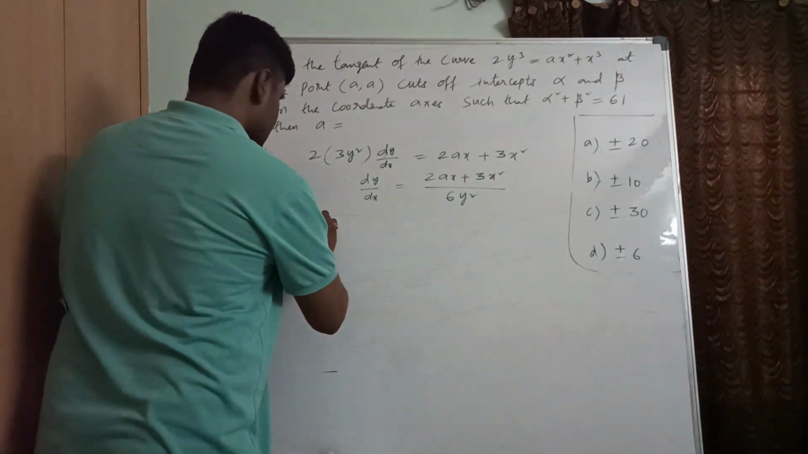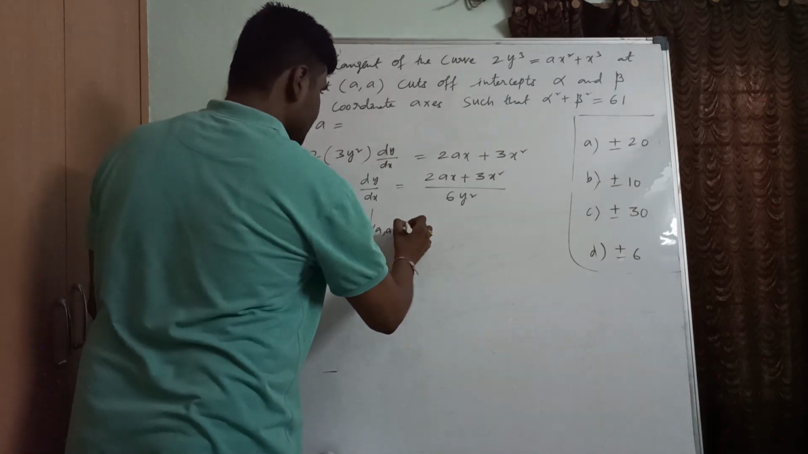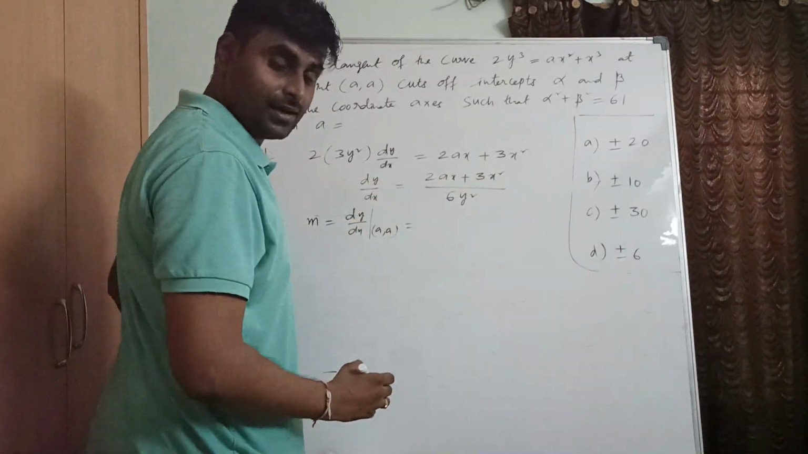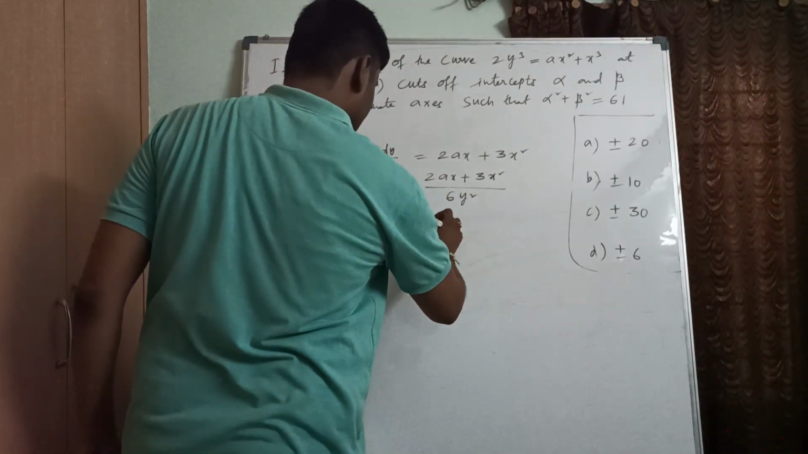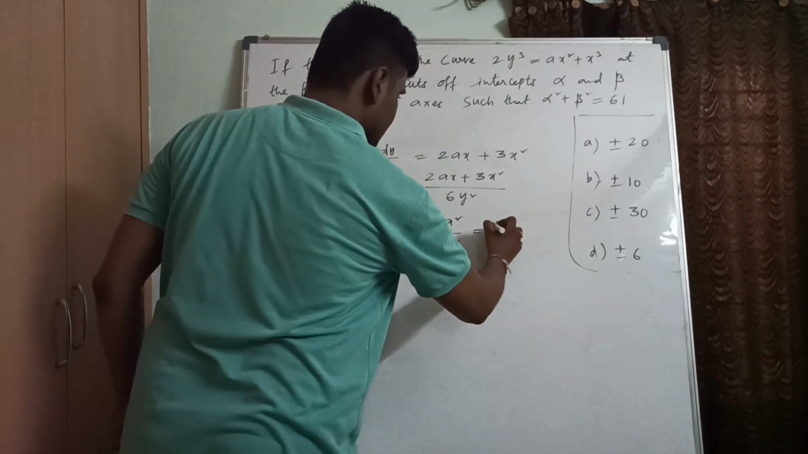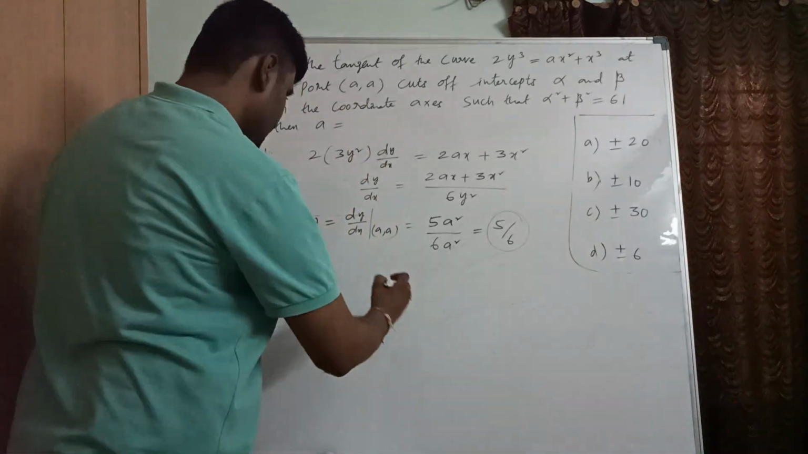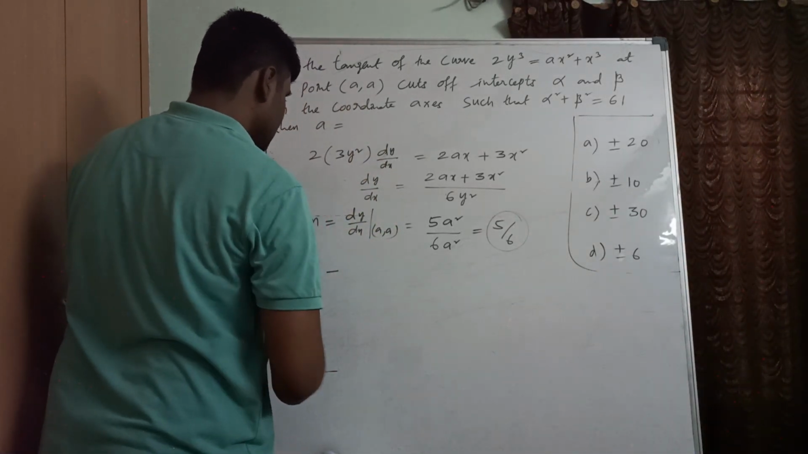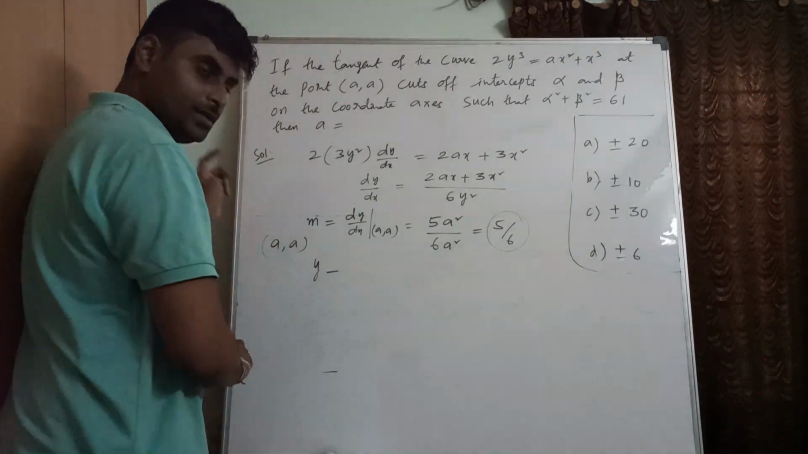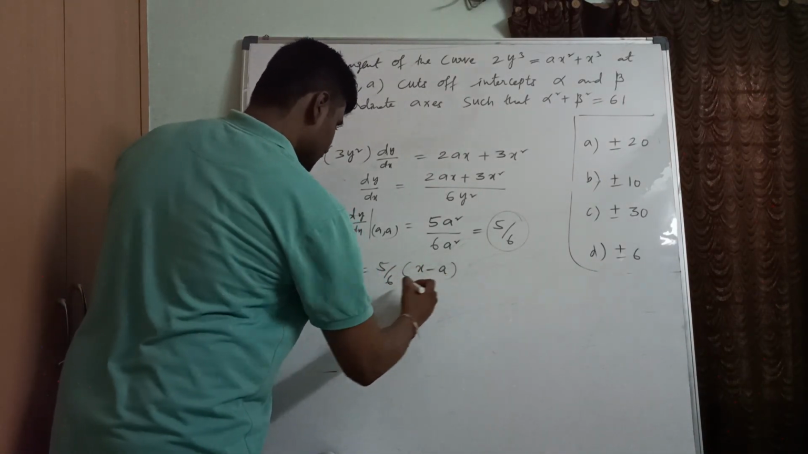After differentiating, substitute the point. What is the point? A comma a. So substitute a comma a there and we will get the slope of tangent. See, 2a into a, 2a square, plus 3a square, 5a square. Correct or not? 5a square. Here also 6a square. So finally a square gets cancelled. Slope can be obtained as 5 by 6. Now let us find the equation of tangent. That's it. Easy. So y minus y1, what is the point there? A comma a. Right? So y minus y1 equals m into x minus x1. Correct? So now simplify this.